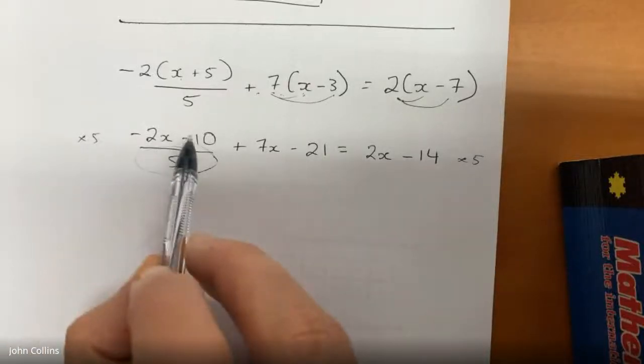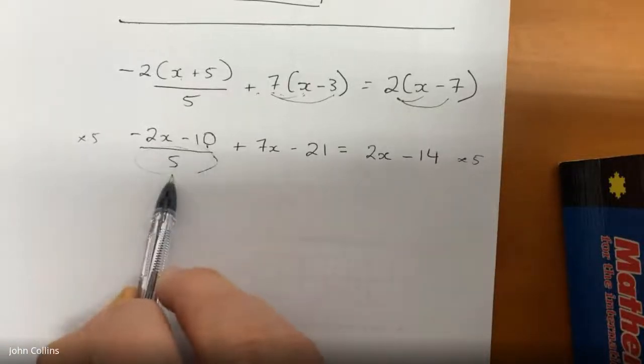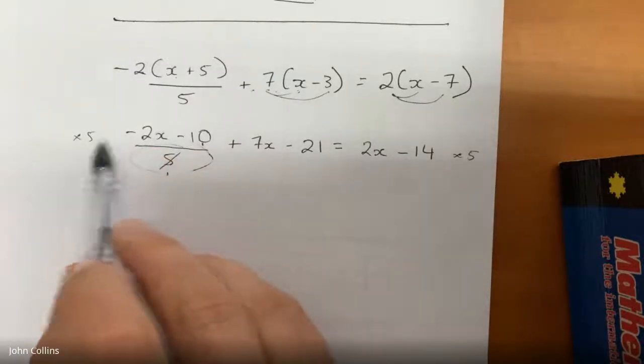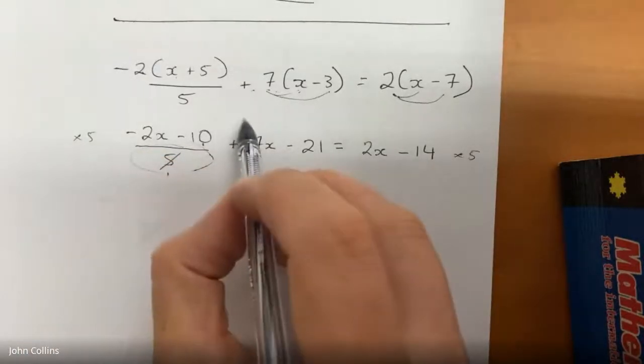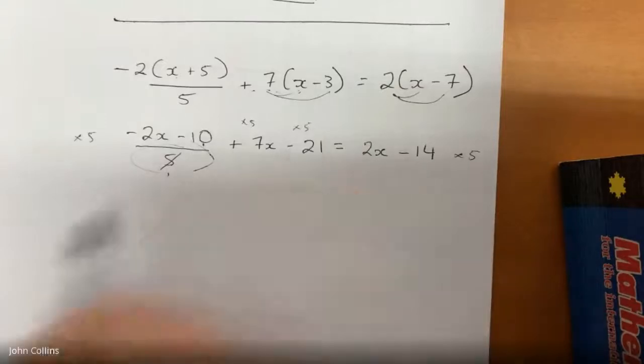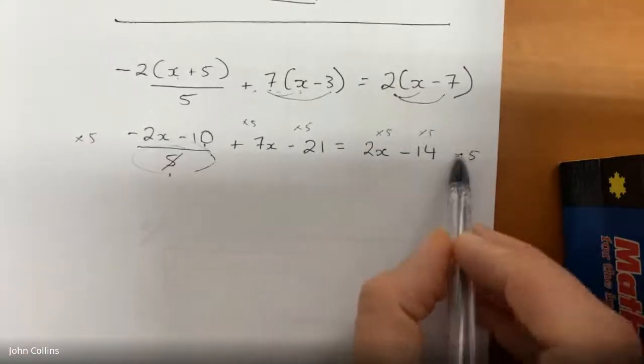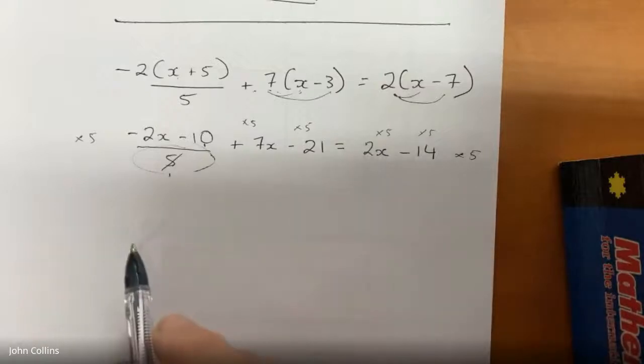Now, if I multiply this and this by 5 and then divide by 5, that will cancel out, won't it? Now, the problem is this isn't divided by 5, so I still need to multiply this by 5 and this by 5, and this by 5 and this by 5 on the other side, because both sides are multiplied by 5.